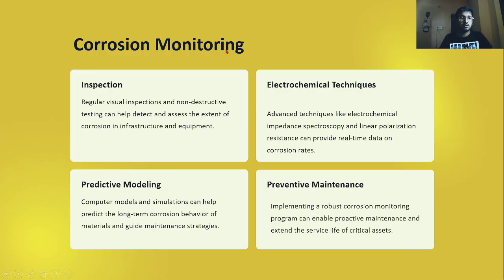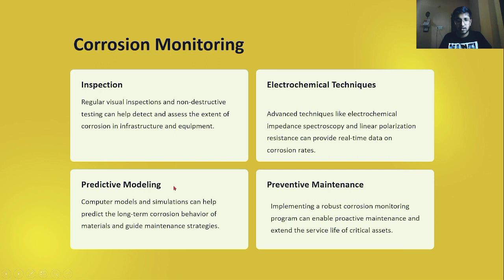Next, we have corrosion monitoring. So here there are four types: inspection, electrochemical techniques, predictive modeling, and preventive maintenance. Inspection: regular visual inspection and non-destructive testing can help detect and assess the extent of corrosion in infrastructure and equipment. Electrochemical techniques: advanced techniques like electrochemical impedance spectroscopy and linear polarization resistance can provide real-time data on corrosion rates, which will effectively not completely get rid of corrosion, but it can resist it to the maximum possibility.